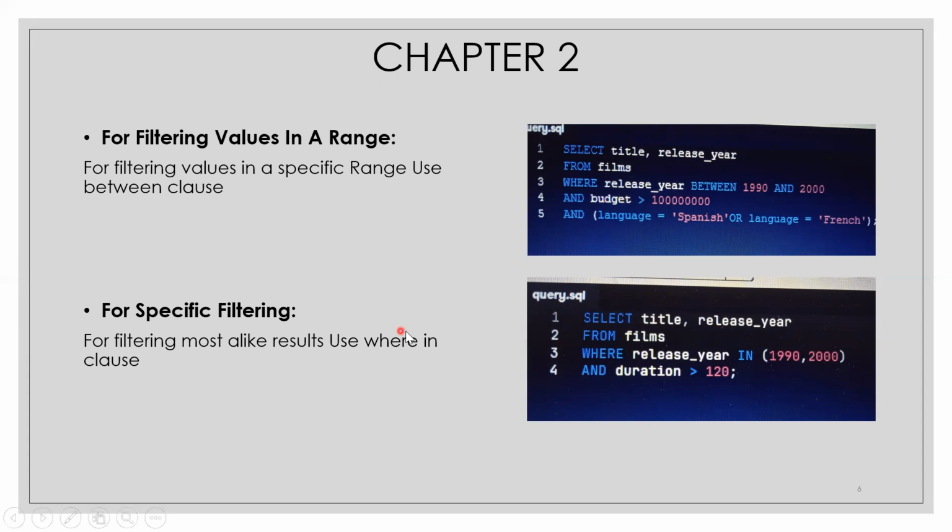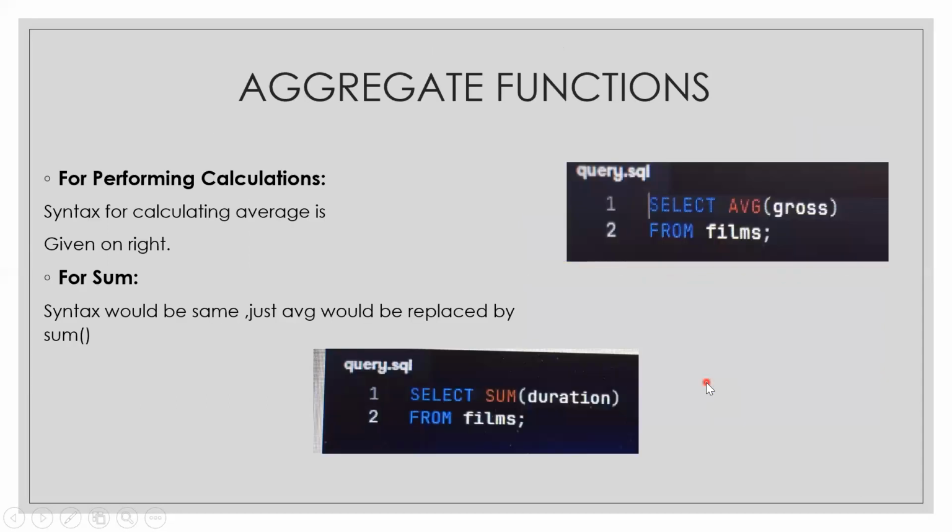released. For specific filtering, we will use the where in clause. So again, we will use the where in clause in which the release year and the year between 1990 and 2000 will be released. The film will be returned in that. And again, we will use the and clause for further filtering, and the resulting films will have a duration which is greater than 120 minutes.